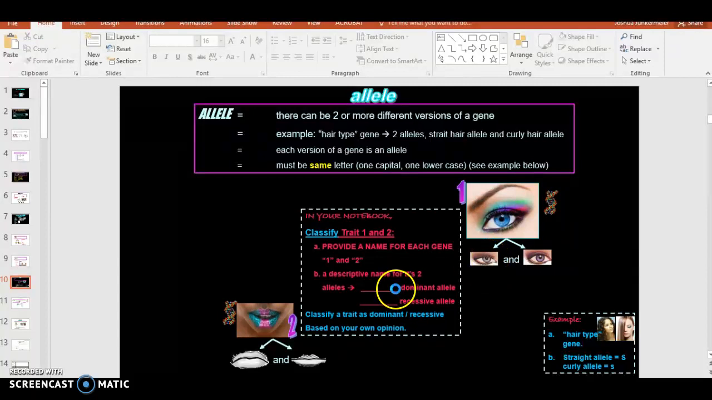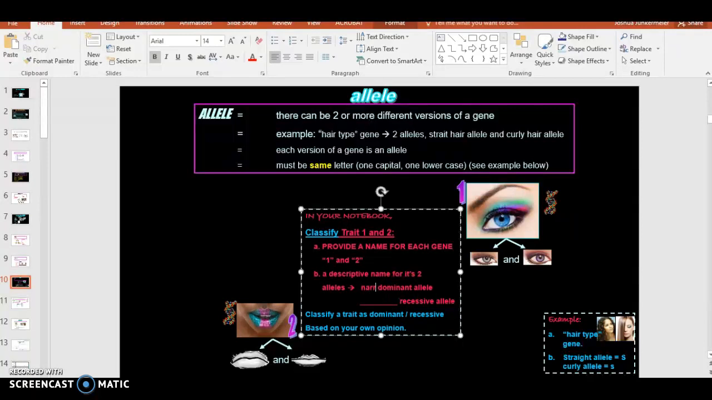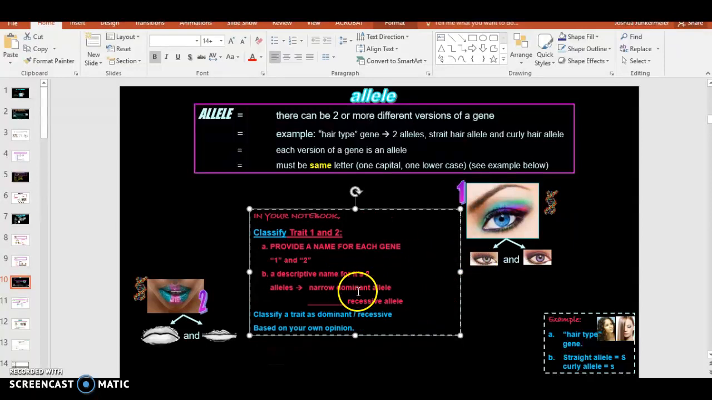So you would type right here, the narrow, so we could call this one the narrow dominant allele. We'll just pretend. And then we'll give a name for this one. We can say the round recessive allele. Now, it doesn't matter if one's really dominant or not. It's just practice so that we realize that different versions are dominant or recessive, and it's important that we name them alleles. You would do the same for this one.